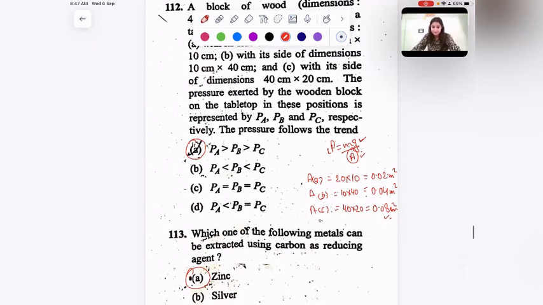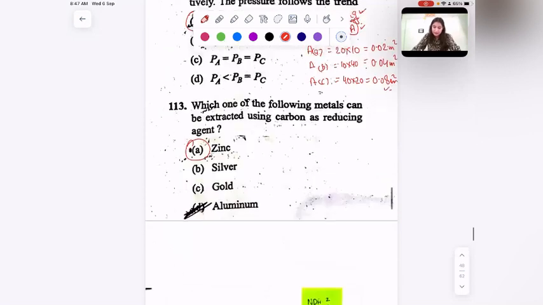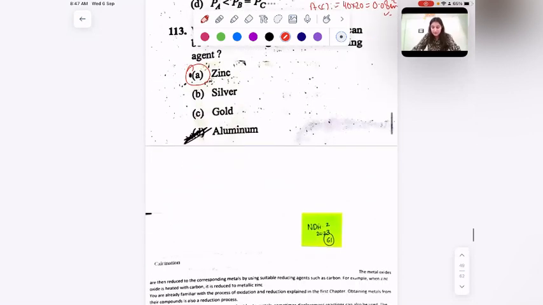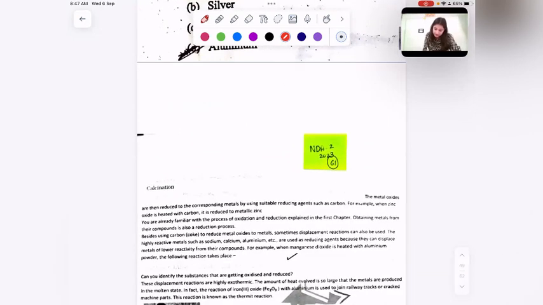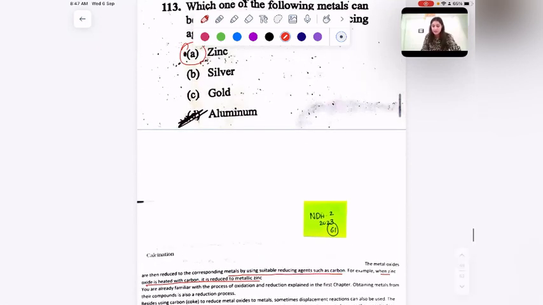Next, which one of the following metals can be extracted using carbon as reducing agent? So see, carbon reducing agent. Okay, for example, when zinc oxide is heated with carbon. Okay, so we get the answer from here. Option A, zinc.